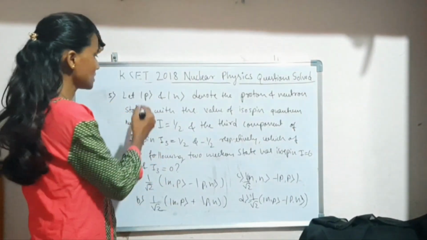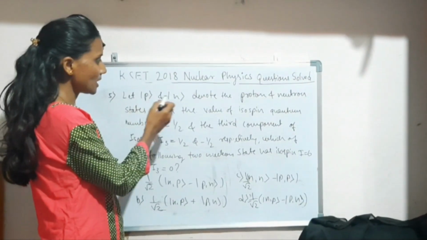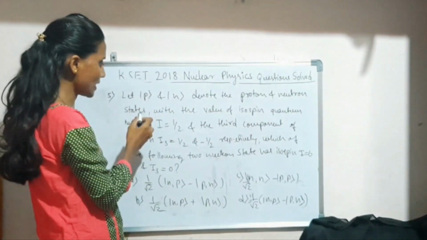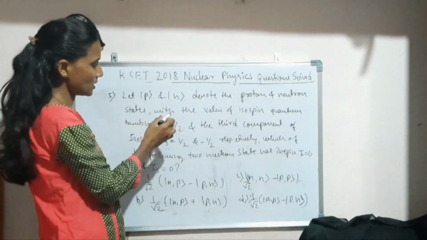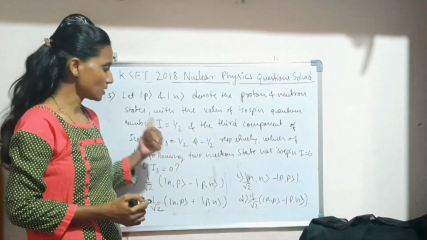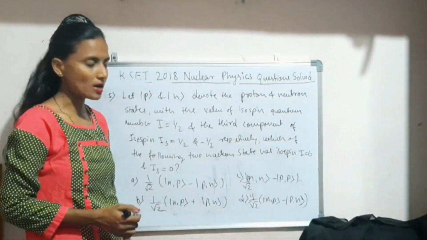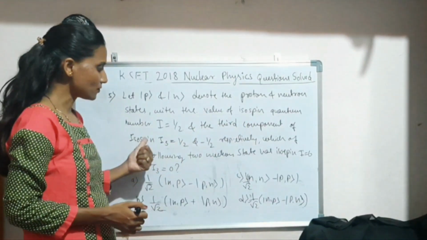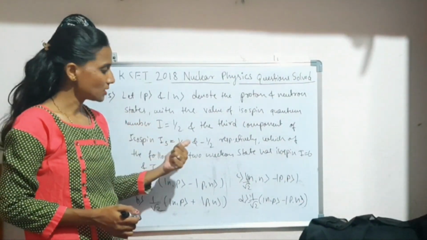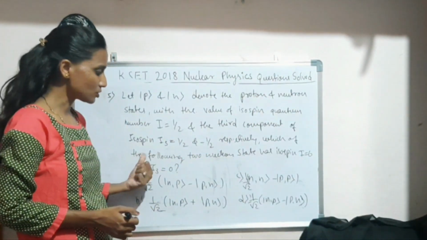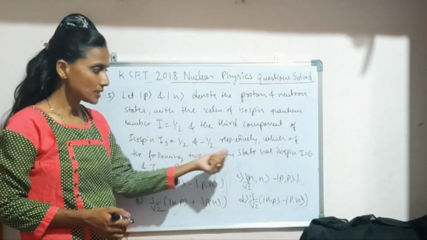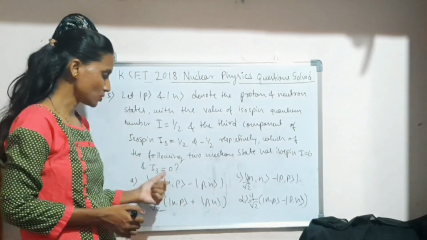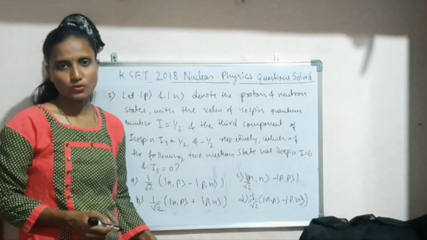So the next question, let P and N denote the proton and neutron state, with the value of isospin quantum number I equal to half and the third component of isospin I3 equal to plus half and minus half respectively. Which of the following two nucleon states has isospin I equal to 0 and I3 equal to 0?